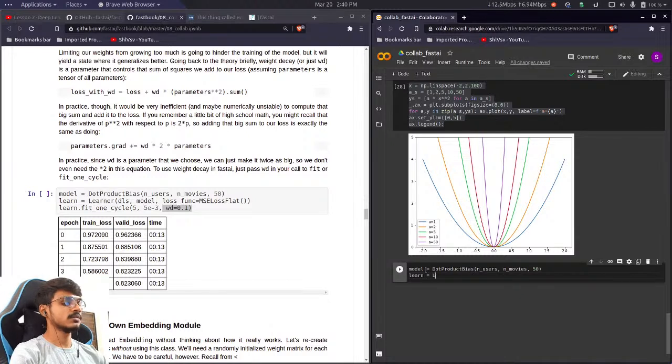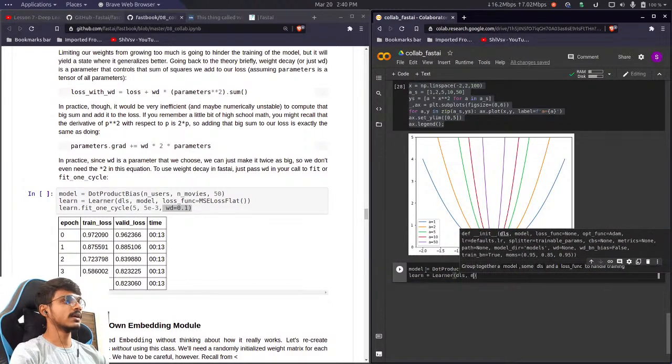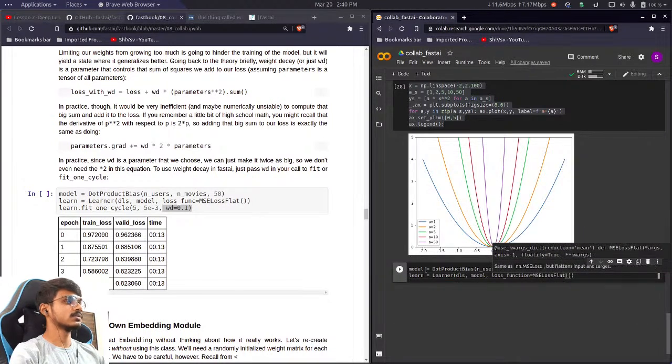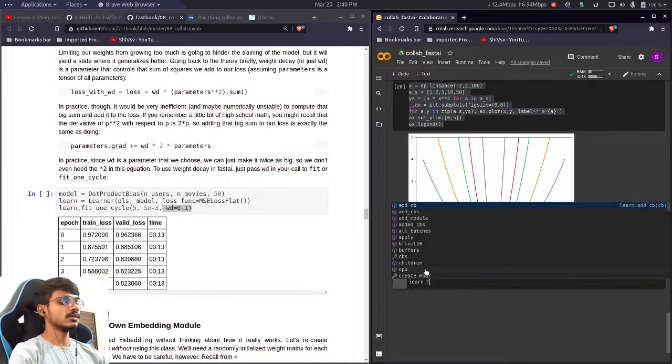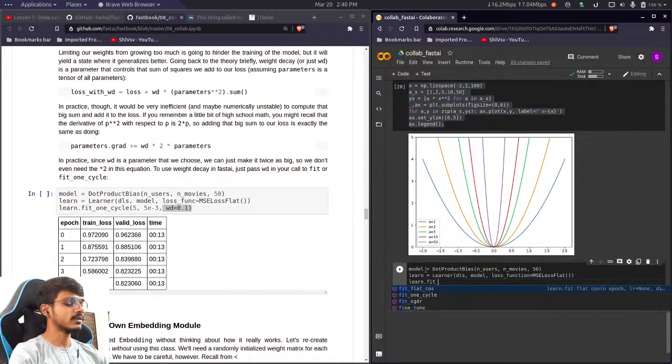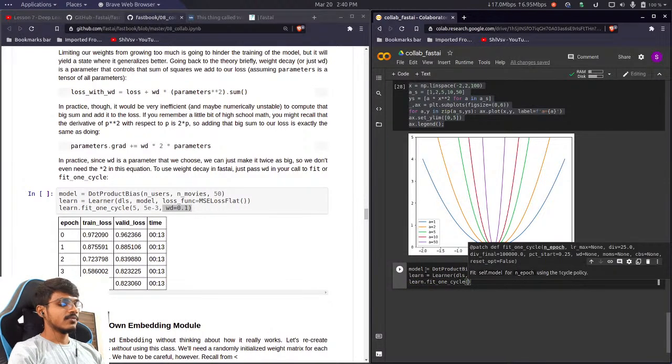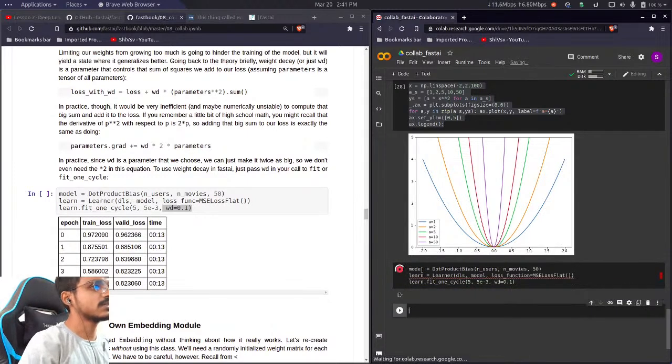Get the learner: data, model, loss function is equal to MSE loss flat. So now we can do learn.fit_one_cycle, not flat, fit one cycle. We're going to fit it for 5 epochs using the usual 5e-3. And this time we are passing the weight decay parameter. Okay, let's check the results now.